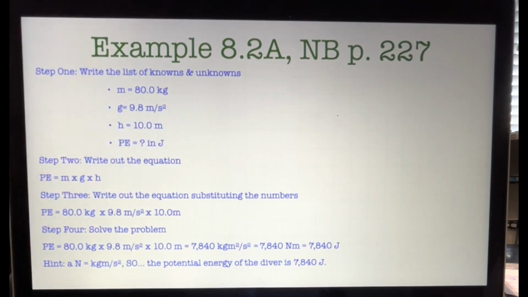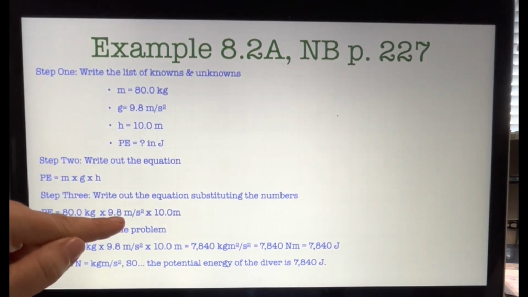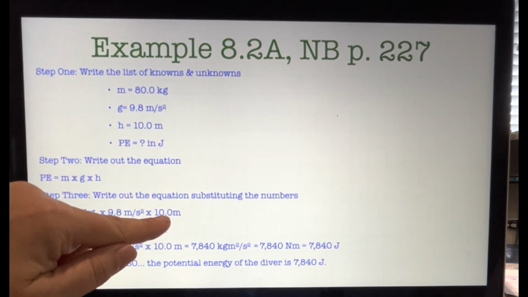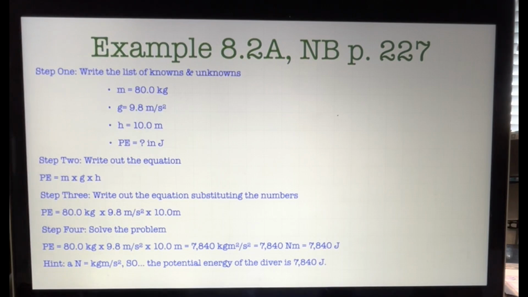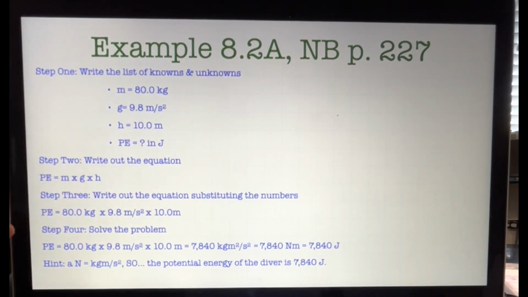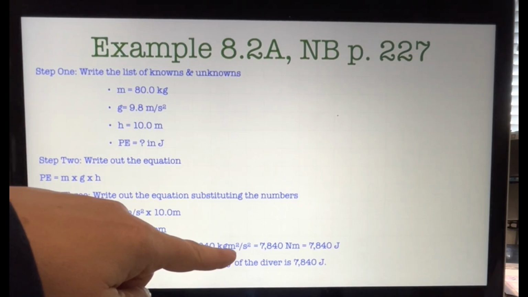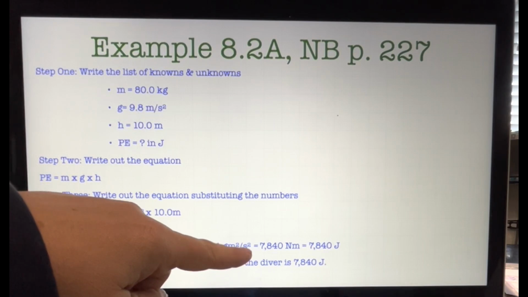All right, what equation are we going to use? Let's write that out. Step 3, write out the equation. Let's substitute the numbers in. So we have mass times gravity times the height, which is 10 meters. All right, so step 4, solve the problem. Much like in the last video, when we multiply all this together, we get 7,840 kilogram meters squared per second squared.